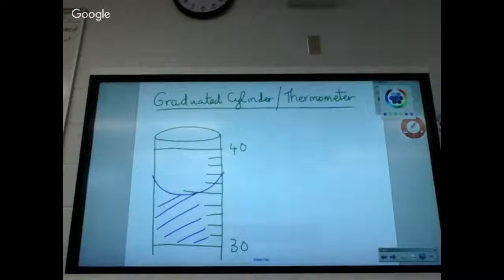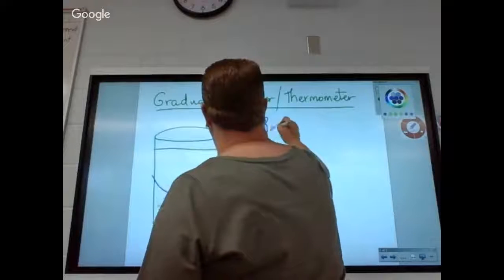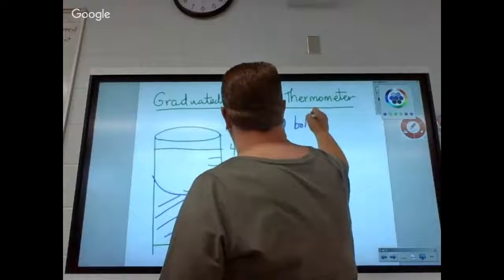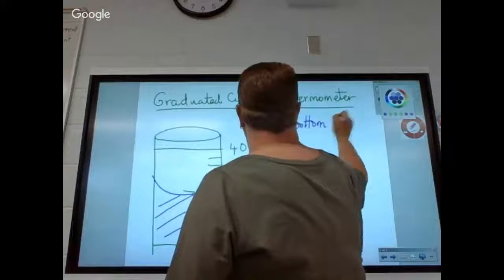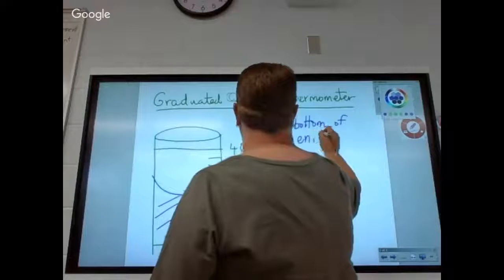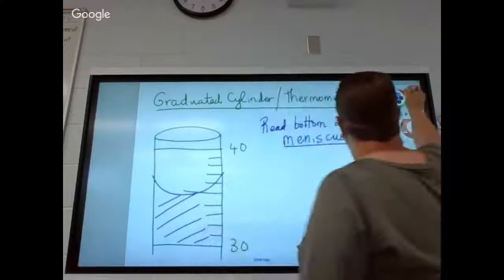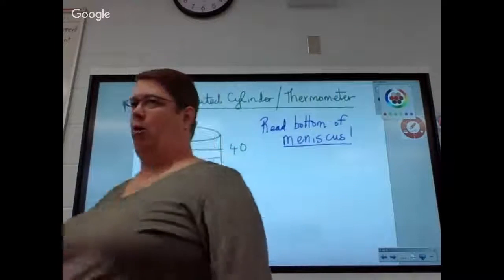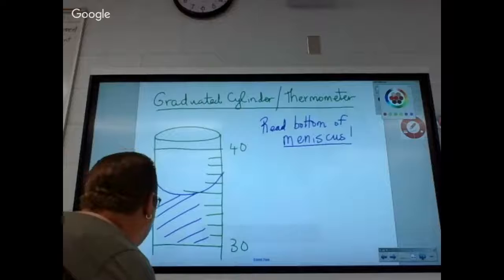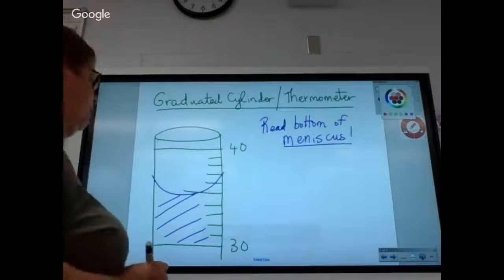Now, when we put water in a graduated cylinder, what does the water always do? Does it stay flat? It curves, right? So we always read the bottom of the meniscus. So, when you go to read this tomorrow, you're going to have to get down where you're level with it so you don't get what's called a parallax error.